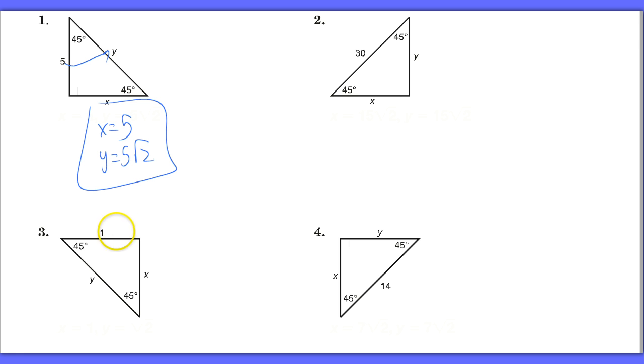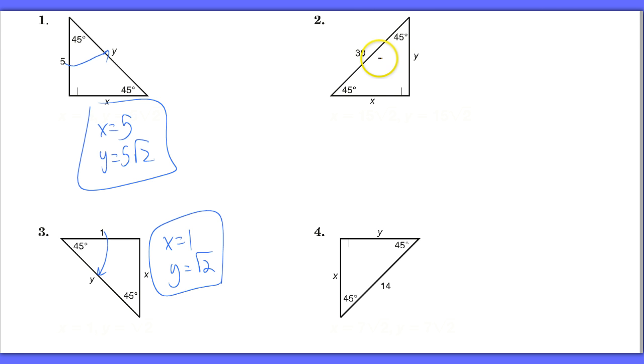In problem number 3, we have a leg of 1, so the other leg of x is equal to 1 as well. The hypotenuse is root 2 times bigger, so if we multiply that by root 2, y equals 1 times the square root of 2, or just square root of 2 to simplify it down a little bit. Numbers 2 and 4 are a little more complicated, only because the algebra is more complicated. The process is the same.